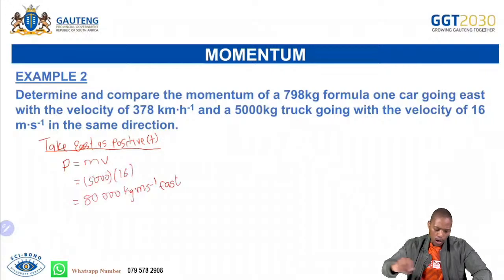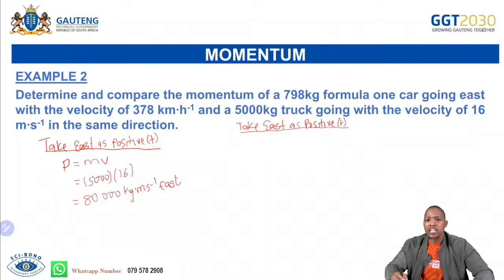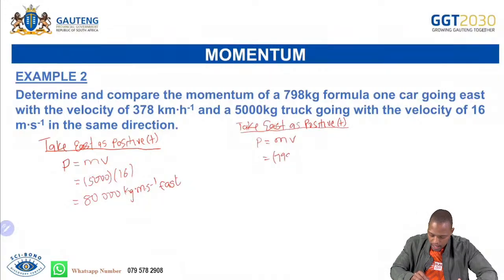Okay, now I need to do the Formula 1 car. It's also going east, so we are going to say take east as positive. You repeat it as much as necessary. You cannot say I've been writing it over and over again. You must repeat it as much as necessary. This is practice for you. And when it goes to you, it becomes second nature. You never forget it. So P is equal to mv, right? And then our m is 798.